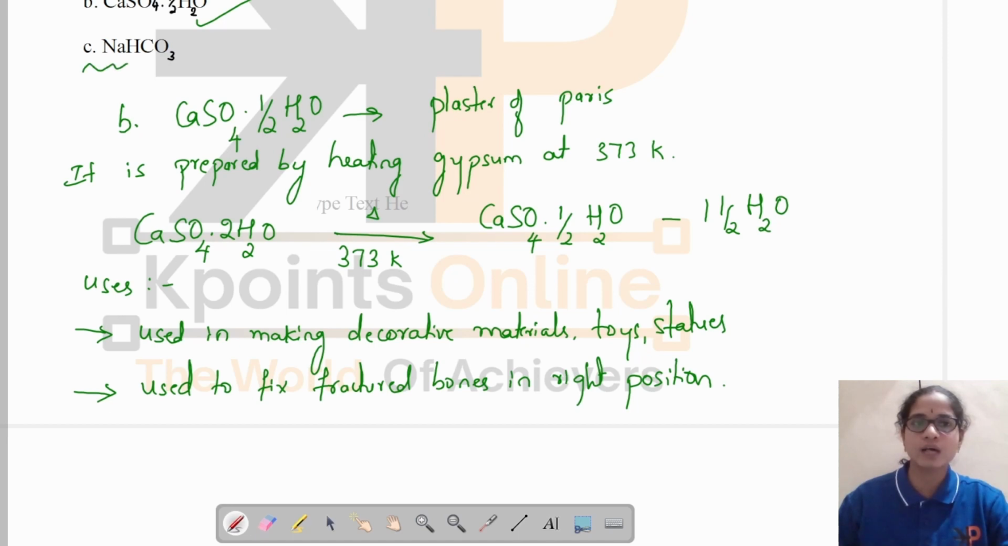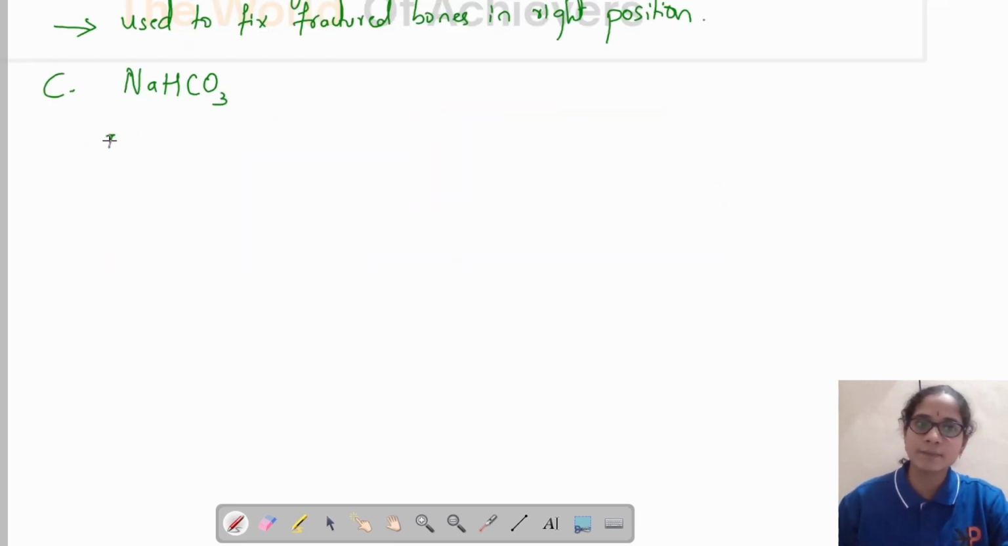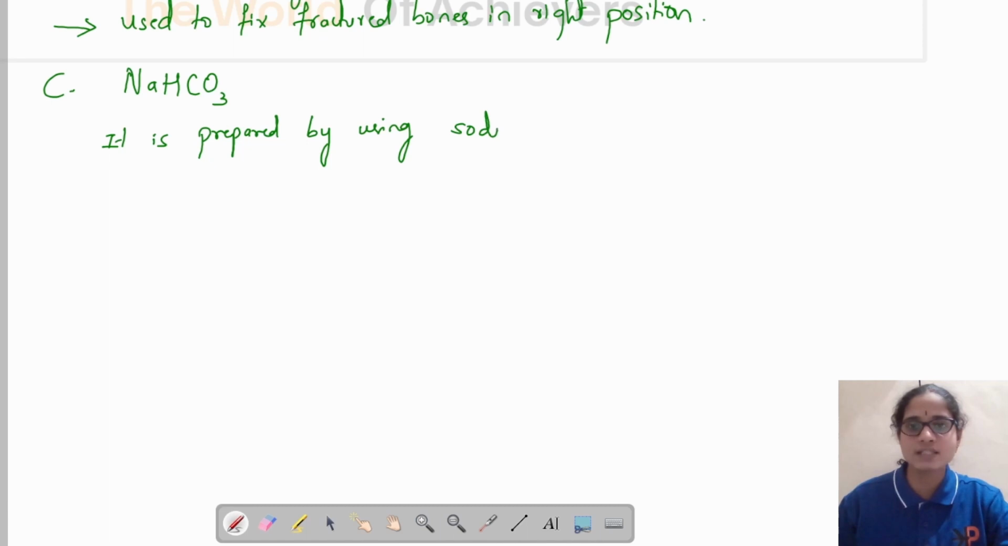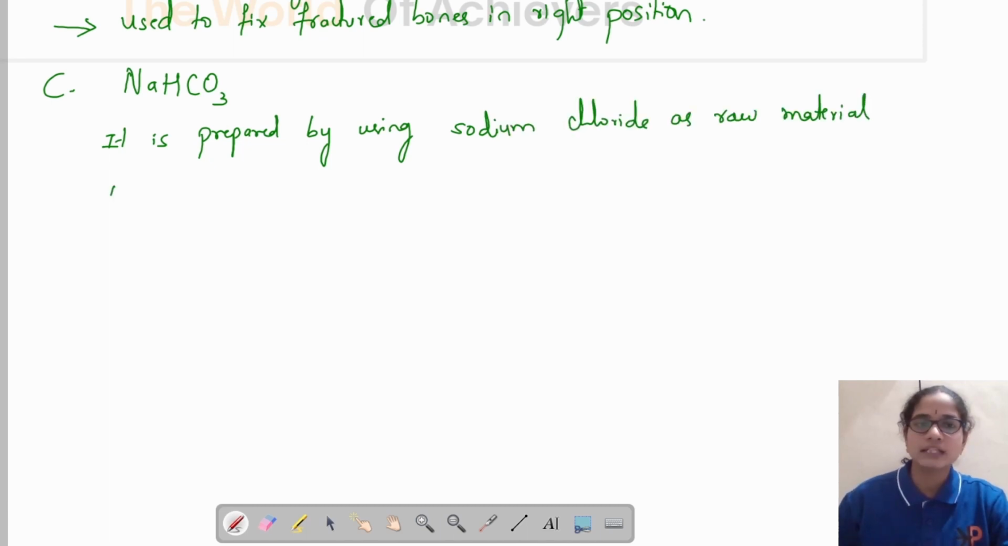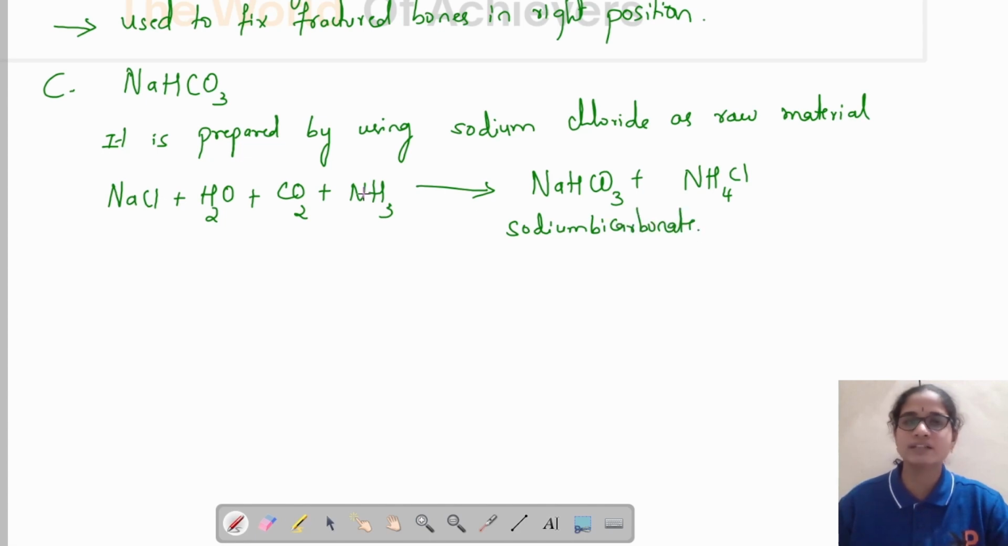Then they have also asked about sodium bicarbonate. How is it prepared? The third one is sodium bicarbonate. We know that it is prepared using sodium chloride as raw material. The reaction of sodium chloride in the presence of carbon dioxide, water and ammonia forms sodium bicarbonate, or sodium hydrogen carbonate. We have written its reaction and also we need to write its uses. There are many uses of sodium bicarbonate. Let us mention some of them.